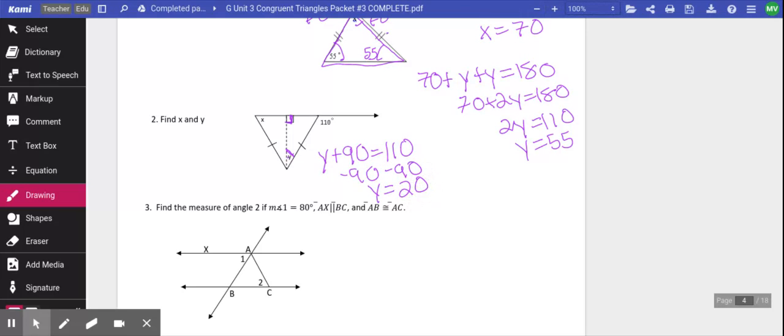Now, I also know that 110 forms a straight line, so that means this angle is 70. And then if I look at the large triangle, it's isosceles, so X equals 70.